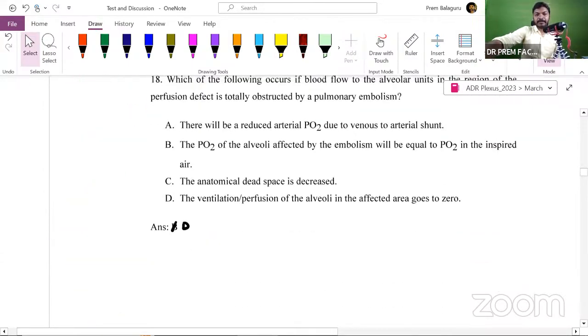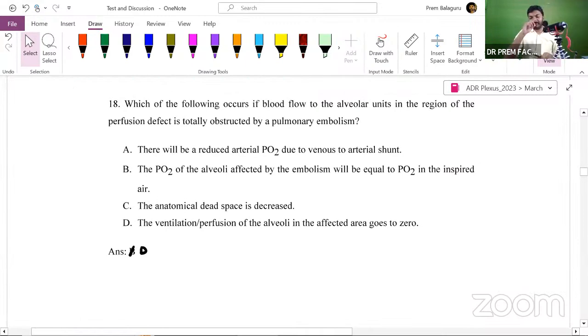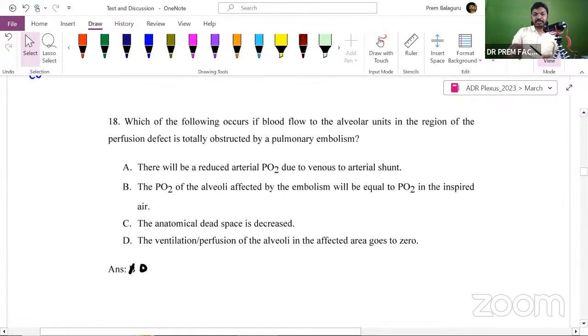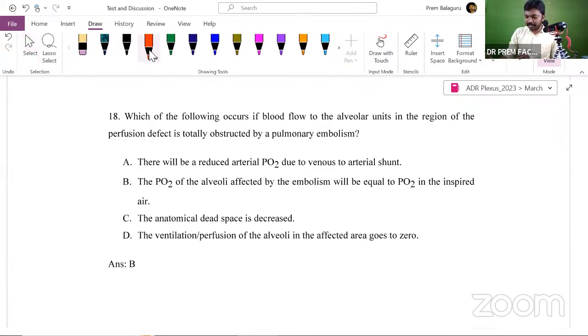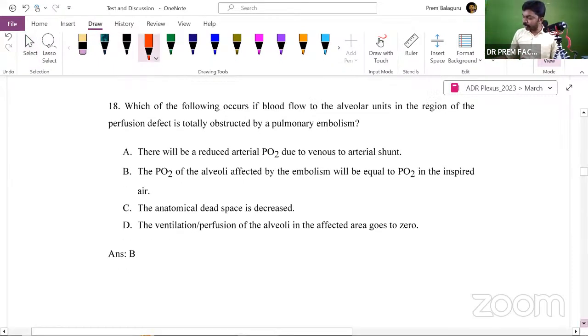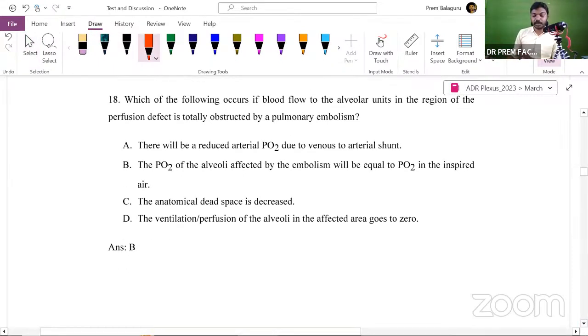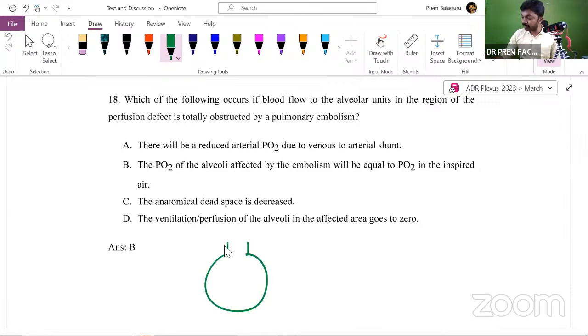Question 18. Which of the following occurs if blood flow to an alveolar unit in the region of a ventilation-perfusion defect is totally obstructed by pulmonary embolism? So let's look at two conditions here, doctors. The first one is going to be dead space, and the second one is going to be shunt. I want you to be clear of what a dead space is and what a shunt is.